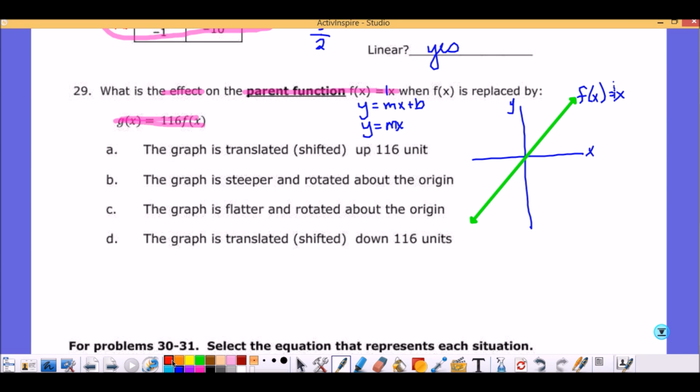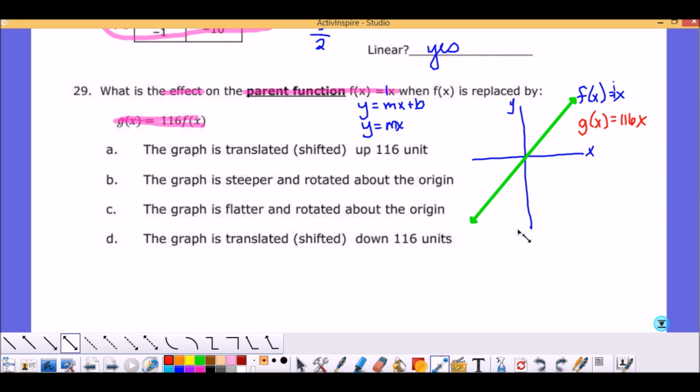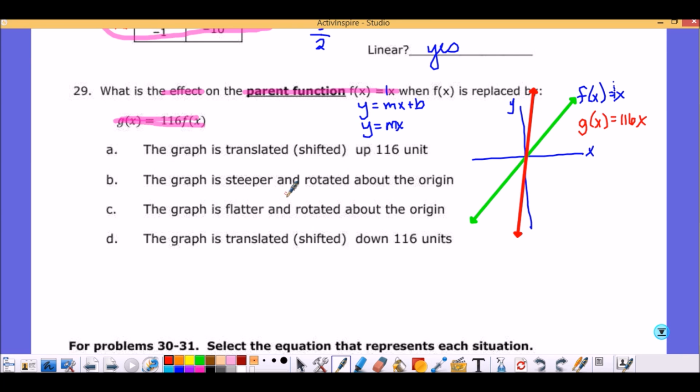Now what you're asking me to do is find another graph, but now I'm going to put 116 in front of the function. So what is that going to do to my line? You guessed it. It's going to make my line really steep, like that. So that means it's going to have a rotation and it's going to be steeper. So my best answer is answer choice B. The second line is much steeper, and you notice it rotated along the origin.